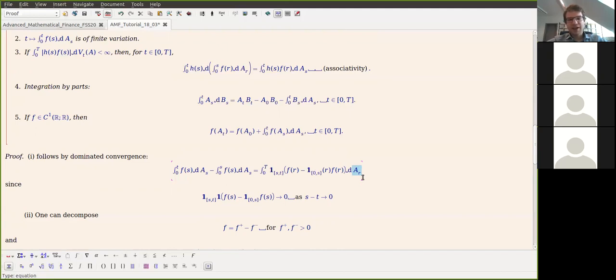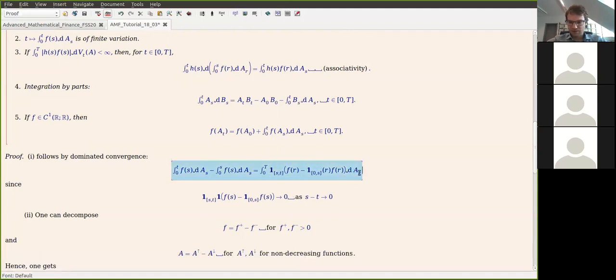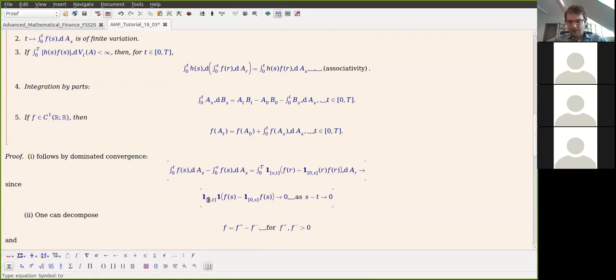Yes. The minimum you usually assume is some right continuity. So if A is only right continuous, also the integral is only right continuous. Right, because then you put the mass at time t on the right side. And here this goes pointwise to 0, and then you have dominated convergence because this is all dominated by the function f. So this goes to 0 as t minus s goes to 0. Right.